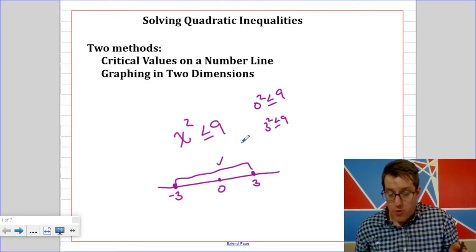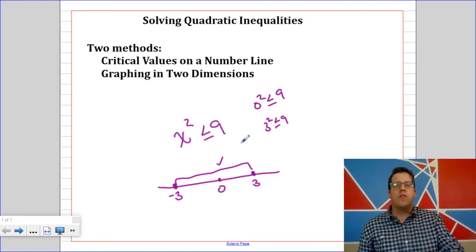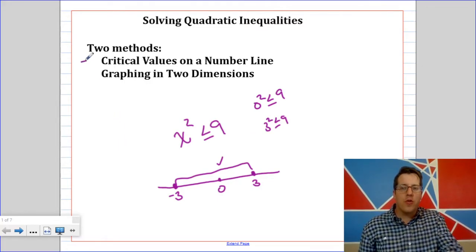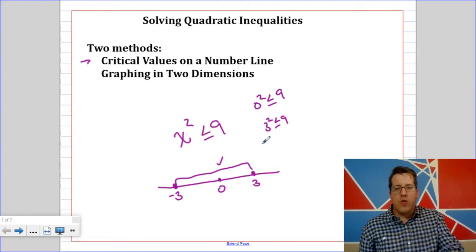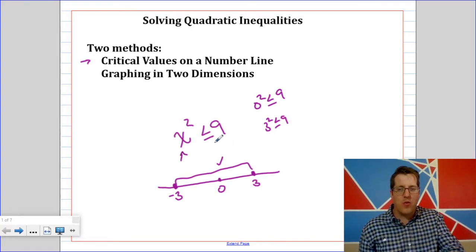If you use that approach, but you use it formalized, you're looking for what are called critical values. The sort of thing where you'd say, well, 3 is probably an important number for this x squared problem having to do with a 9.